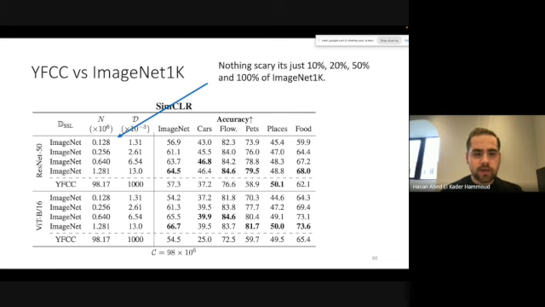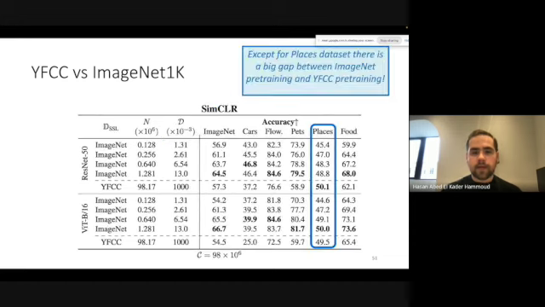This is the YFCC line. There's nothing too scary about the numbers seen in the columns for ImageNet. It's just taking different partitions of the dataset, 10%, 20%, 50%, and 100%. And what we notice is that generally, the performance of ImageNet is better than YFCC by a big margin. So if you look at ImageNet, 7%, or here you have around 9%, 8%. It's quite a big gap, except for places where the performance is better for YFCC training and slightly worse for ImageNet. And this brings us to an interesting question.